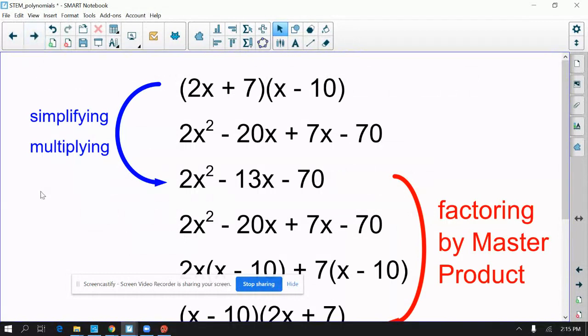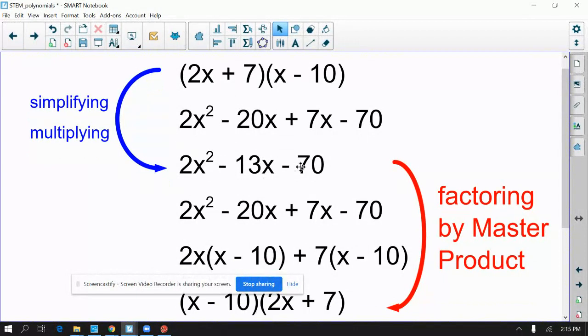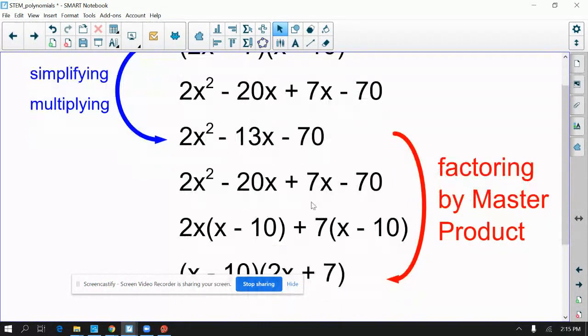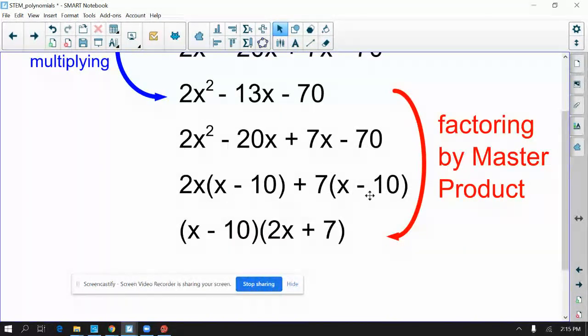Lastly, our first slide. Remember our first slide was just this top 3 lines right here? Well, if I were to factor this using the master product, you would multiply 2 times negative 70, which is negative 140, and then find two numbers that multiply to negative 140, but also add to negative 13. Those two numbers are negative 20 and 7. And then you factor by grouping. These two both have a 2x in common. You take that out. These two both have a 7 in common. You take that out. And you're left with two binomials that are the same, x minus 10 and x minus 10. You take that out and you've factored completely.